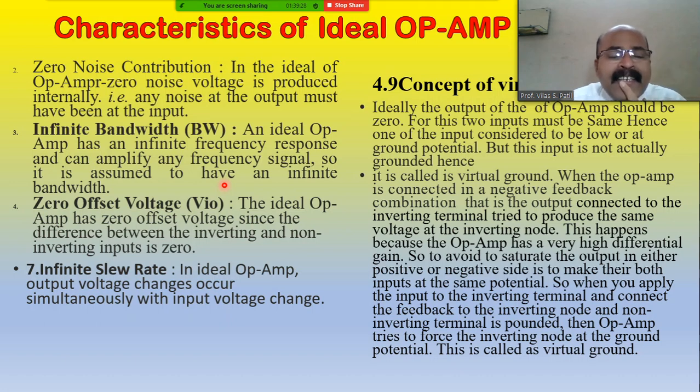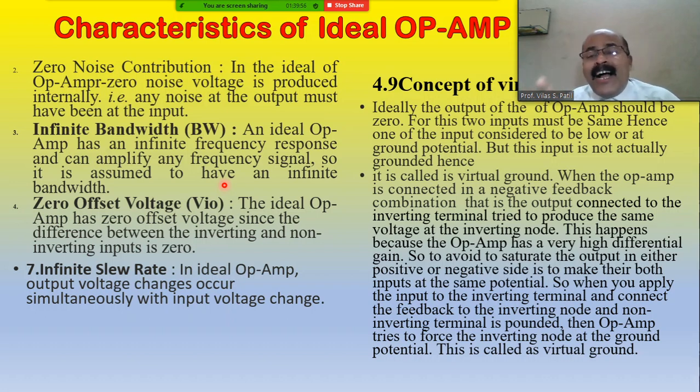Then zero offset voltage. What about the offset voltage? Offset voltage is the output voltage when both the inputs are grounded. Inputs are grounded means that zero voltage is given to the non-inverting and inverting inputs, or they are grounded, and we still get some output offset voltage.